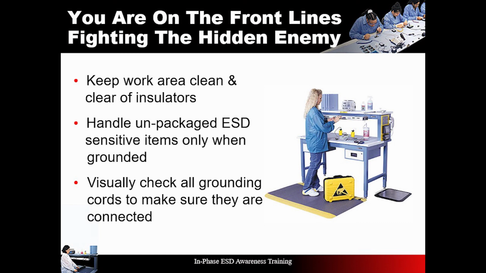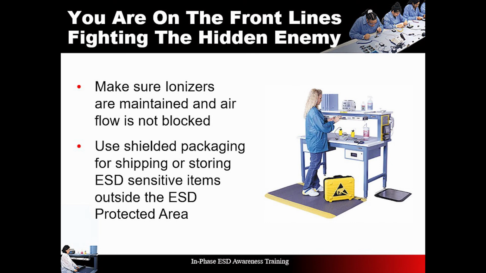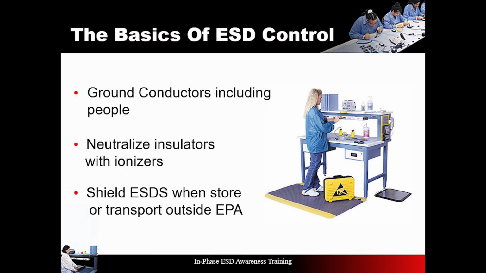Check to make sure that all grounding cords are connected. Make sure that your ionizer is maintained, inspected, and that the airflow is not blocked. Use shielded packaging for transporting or storing sensitive devices outside a protected area. To summarize, make sure to ground all conductors, including people. Neutralize all insulators with ionizers, and utilize containers intended for electrostatic discharge-sensitive materials when transporting them outside an ESD-protected area.